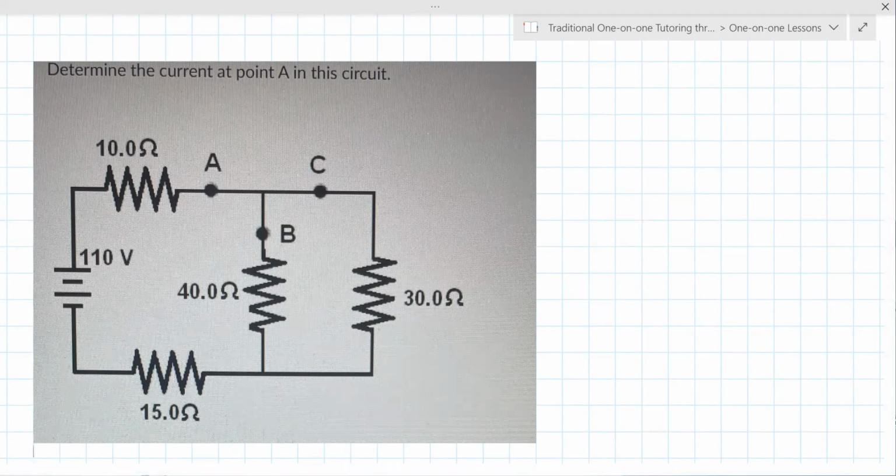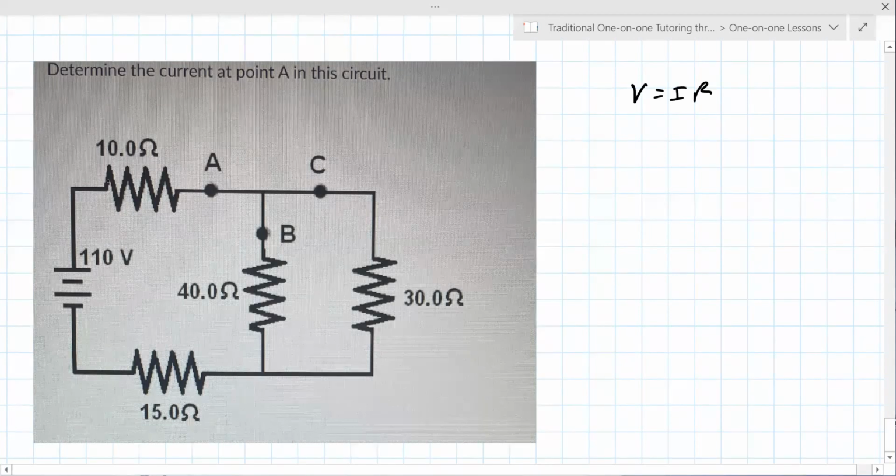So let's look here, some of our options. So one thing we could do is V equals IR, but we don't know the voltage across this. So if we knew the voltage across this resistor right here, which you might think, oh, it's 110 volts, but that's shared throughout this. So what I perceive that you have to do here is you have to come up with the equivalent.